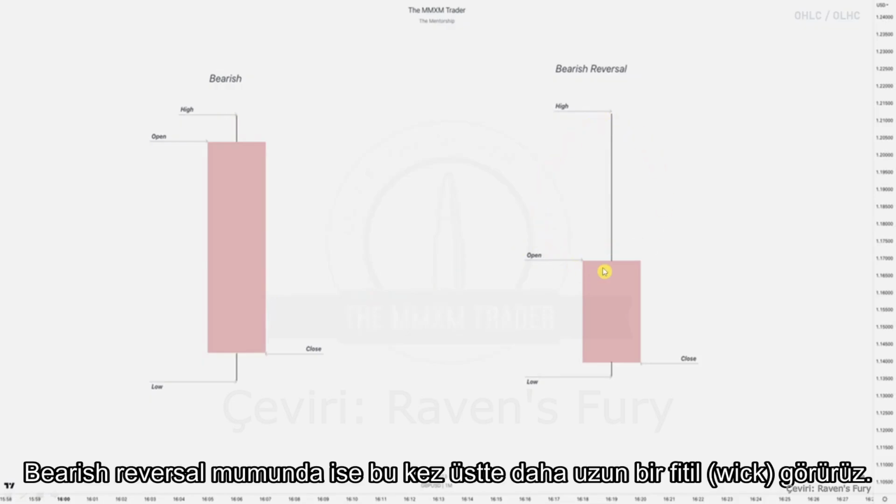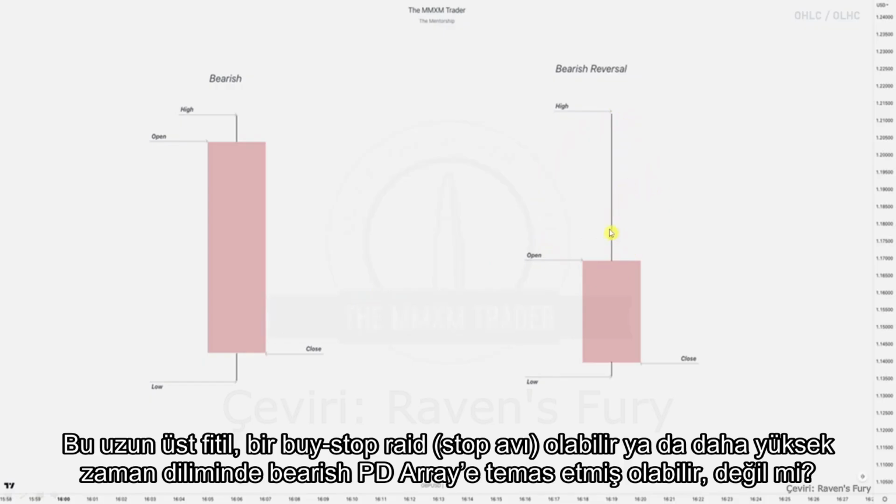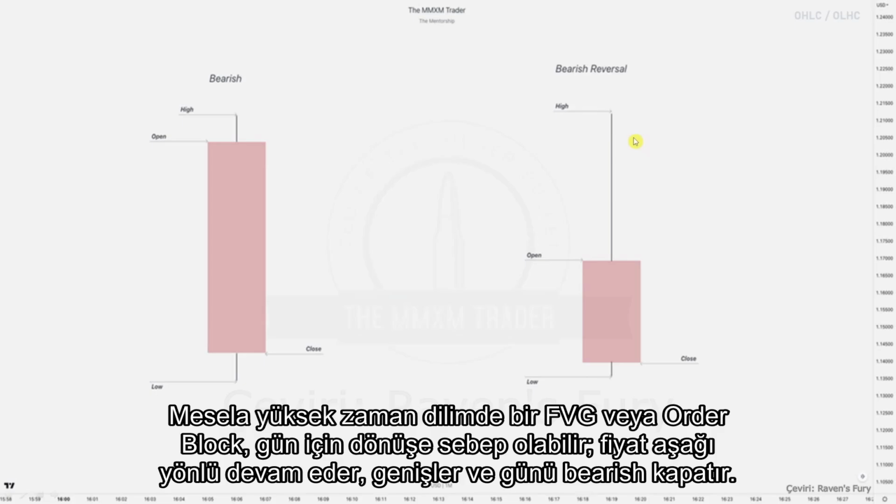With a bearish reversal candle, we can see again we have a longer wick on the top this time. This longer wick can be a buy stop run, or we can hit a higher time frame bearish premium array, right? Like a higher time frame fair value gap or order block, causing a reversal for the day, continuing down lower and expanding lower until we close out the day bearish.